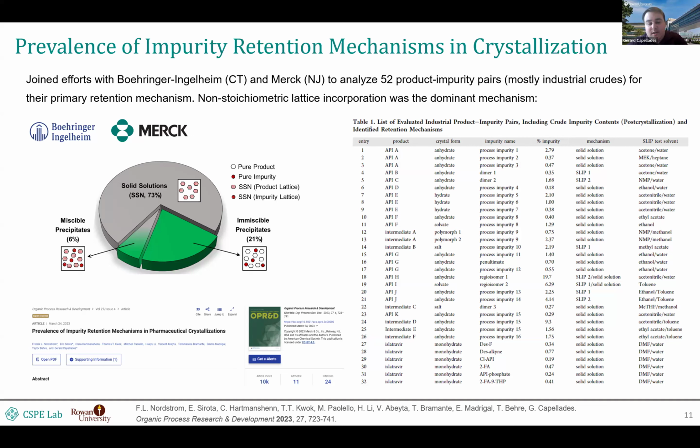So there's definitely going to be some competition for sites, and that's going to be one of the challenges. That's why, if you run the slip test, you want to run it with the crude, not just the isolated components of the product and impurity. You want the material that you're going to be crystallizing. In that scenario, you should get much more relevant information about how the impurities are interacting.